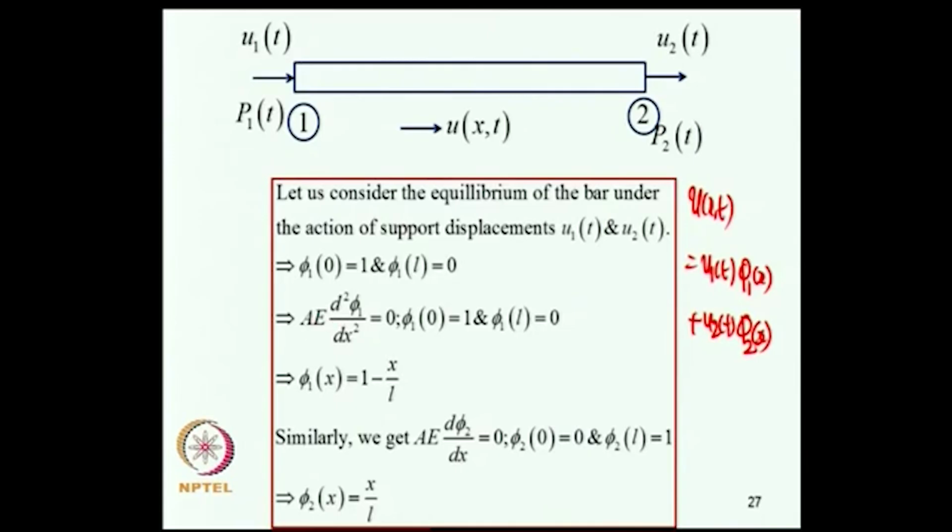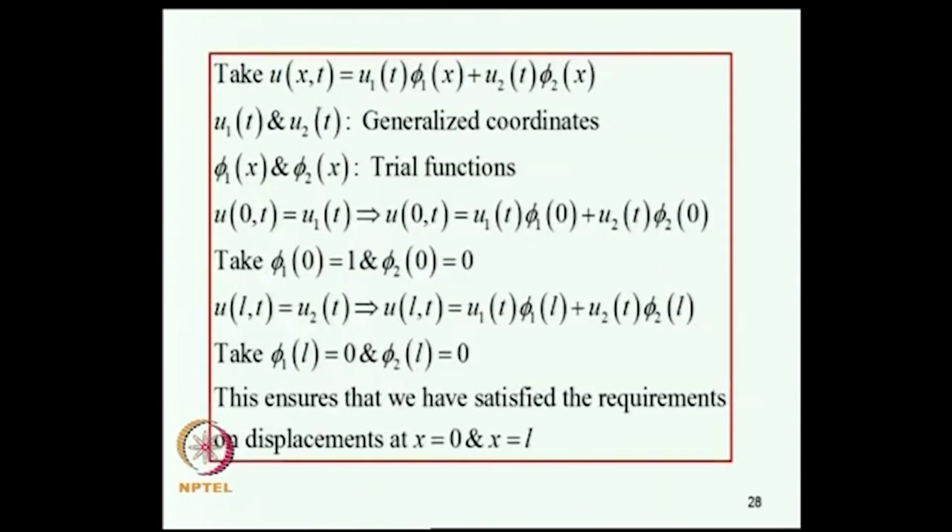This is the equation under these displacements and we get phi 1 of x is 1 minus x by L. Similarly, for the other displacements phi 2 of 0 is 0, phi 2 of L is 1, we get phi 2 of x as x by L. That means, we are basically using linear interpolation functions. So, what we are doing is we are taking u of x comma t as u1 of t into phi 1 of x plus u2 of t into phi 2 of x. The u1 of t and u2 of t are the generalized coordinates. We call phi 1 of x and phi 2 of x trial functions.